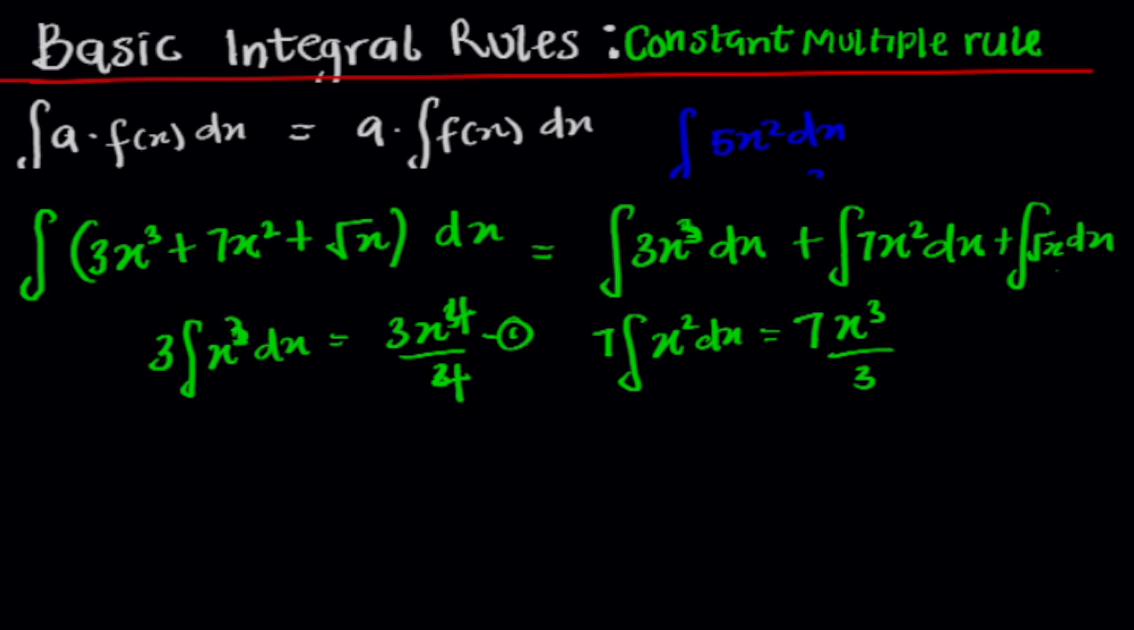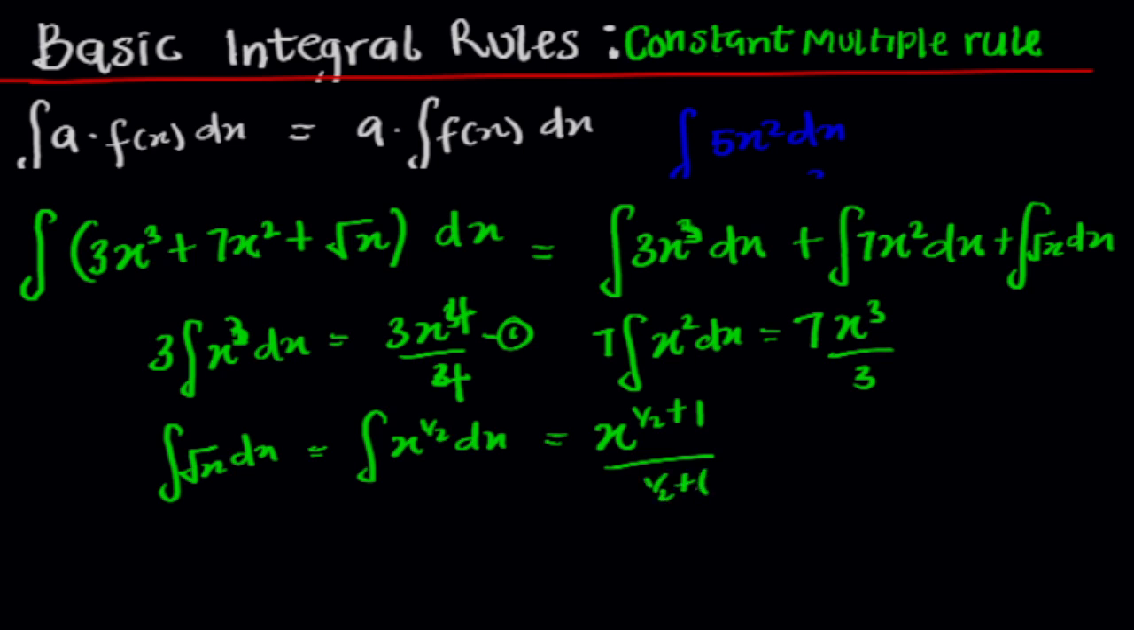Then the next one is this. We're going to have the integral of root x dx, which is as simple as writing the integral of x^(1/2) dx. If you integrate this, you're going to have x^(1/2 + 1) divided by 1/2 + 1. If I simplify it further, I'm going to have x^(3/2) divided by 3/2. From there we can write this as 2x^(3/2) over 3 if you simplify further.